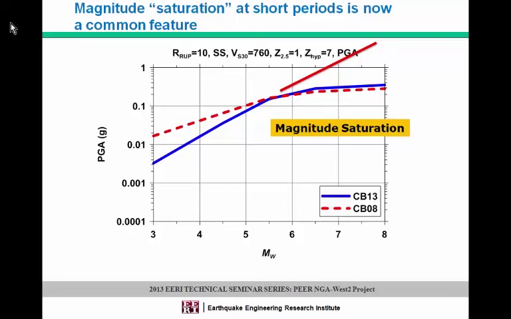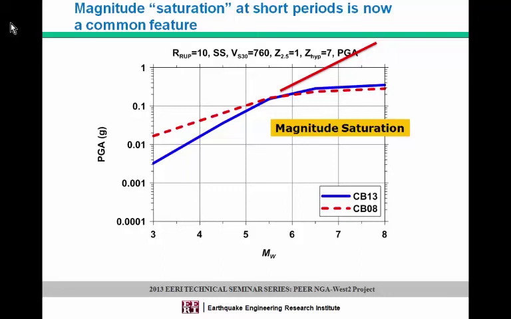And also the other point that I'm pretty sure most of you are familiar with is that at short period, like PGA and at short period spectral ordinates, the scaling of it versus magnitude is not a straight line. In the modern GMPE development, based on other inside information from seismologists, in 1981, Ken Campbell proposed this so-called saturation, that the magnitude scaling is not linear.